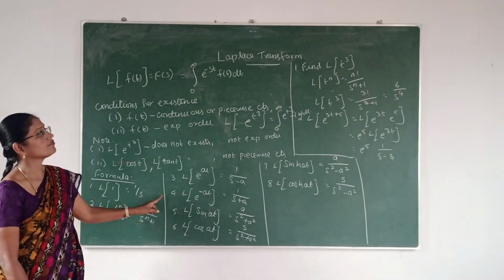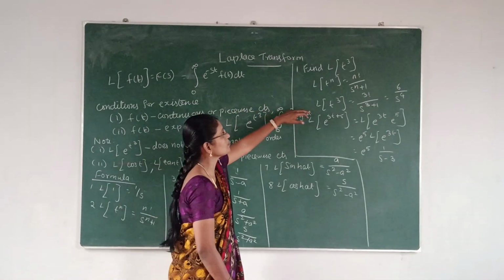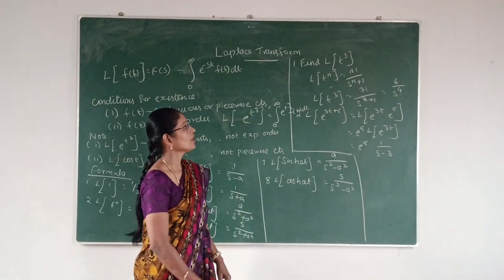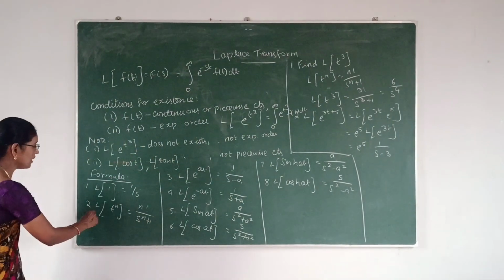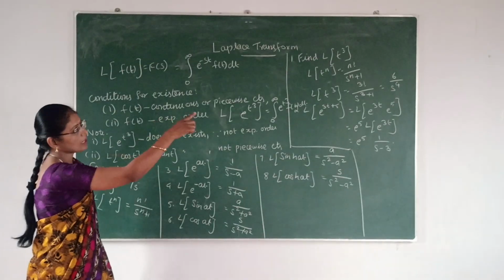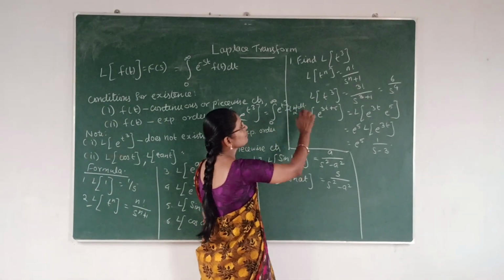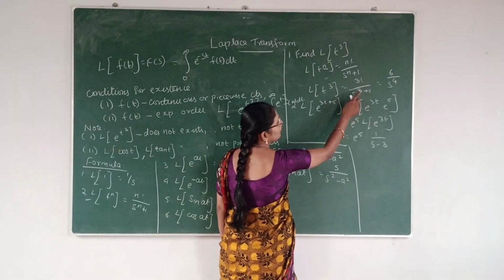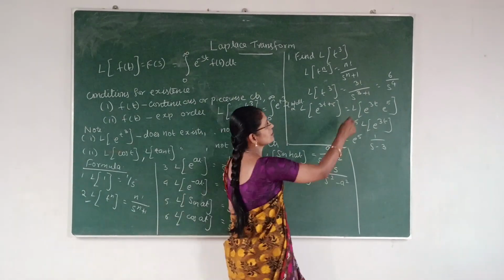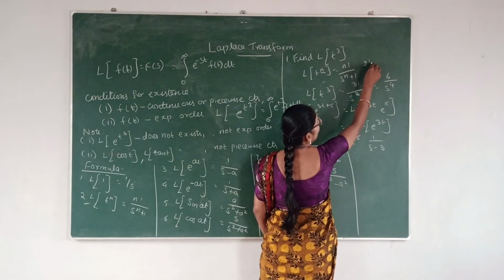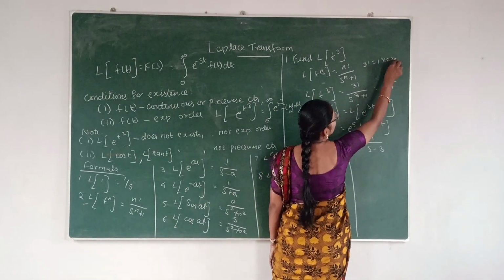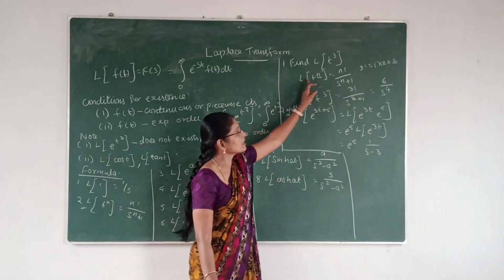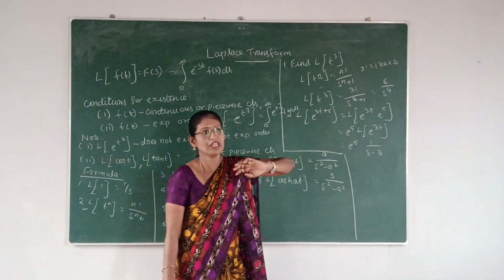Now based on these formulas, we'll do some problems. The first problem is to find the Laplace transform of t cube. We know the formula for L of t power n is n factorial by s power n plus 1. In the place of n we have 3. So 3 factorial by s power 3 plus 1. 3 factorial is 1 into 2 into 3, which is 6, so the answer is 6 by s power 4. So the time function is converted to the frequency domain here.